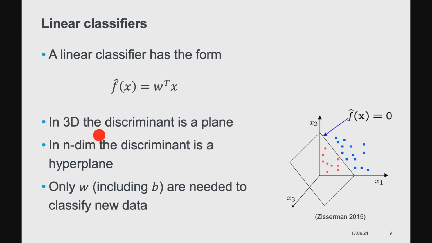Then in a 3D case, we have a discriminant which is a plane, such as indicated here. And in n-dimensional space, the discriminant is a hyperplane. And all of these times, we describe this hyperplane or this plane with the normal vector plus the offset from the origin. So the formulation doesn't really change even if we have some higher order description. And to classify new data, all that we need is this W, which includes this bias term.